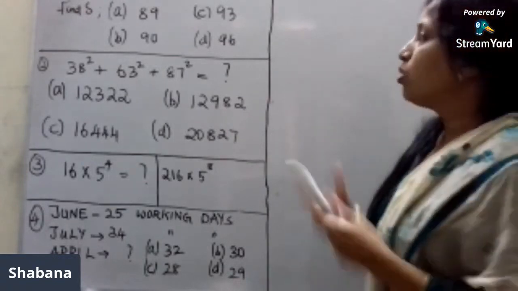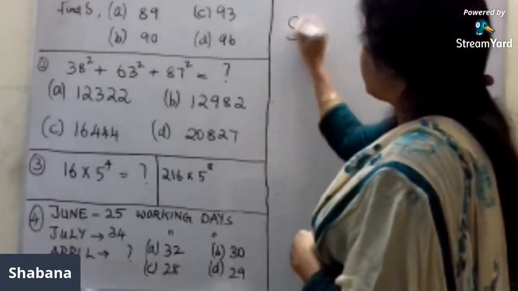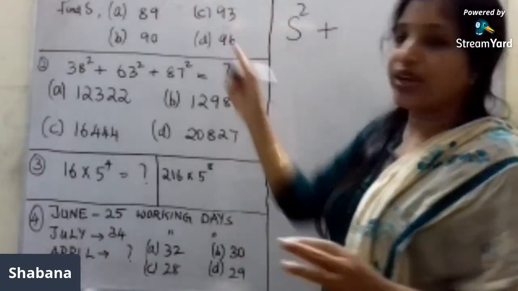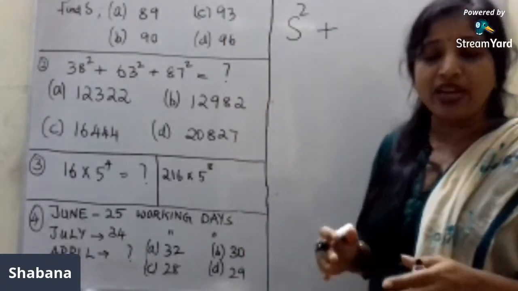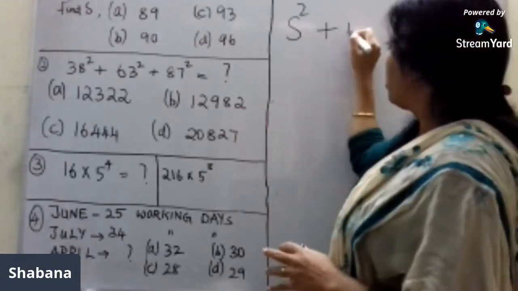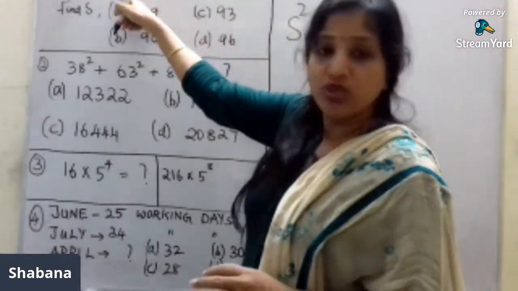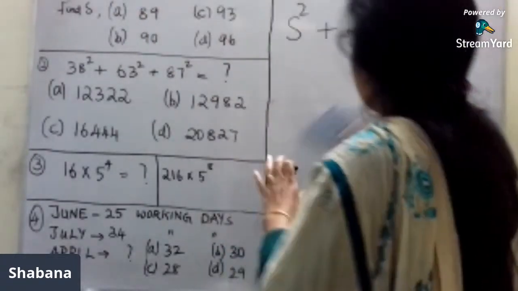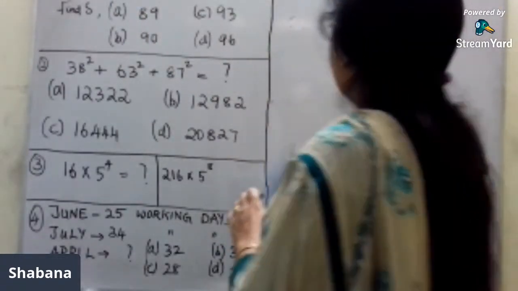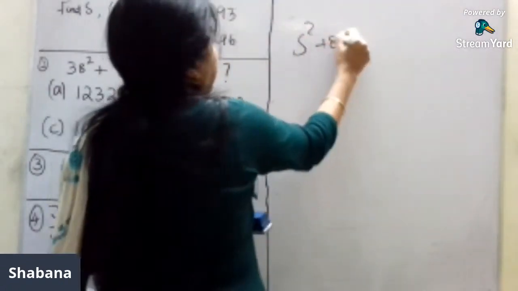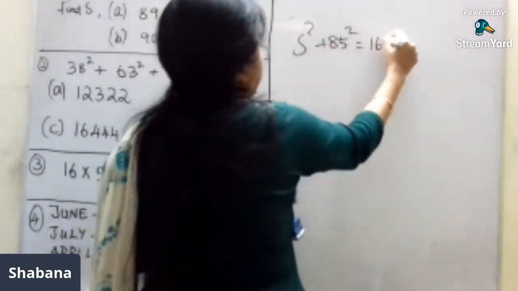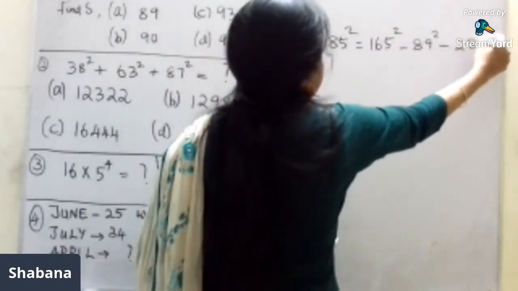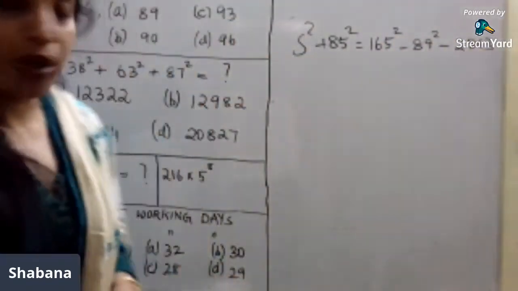So what I'm going to do is take s square plus 85 square. Of course 85 square ends with 5, because 5 square ends with 5. Let me write down the problem here on the board so it will be clear for you all. I write: s square plus 85 square is equal to 165 square minus 89 square minus 2862. Okay, so this is my problem here.